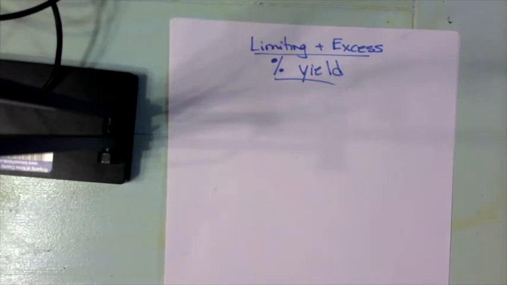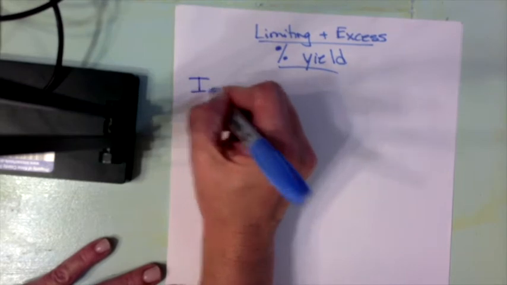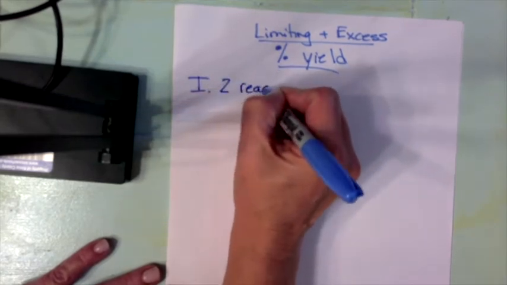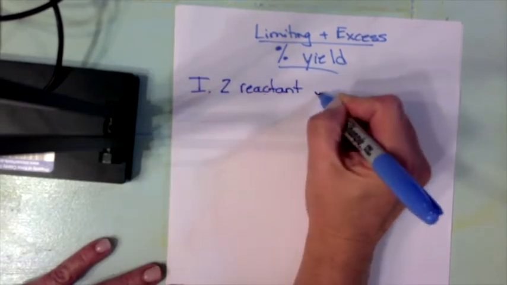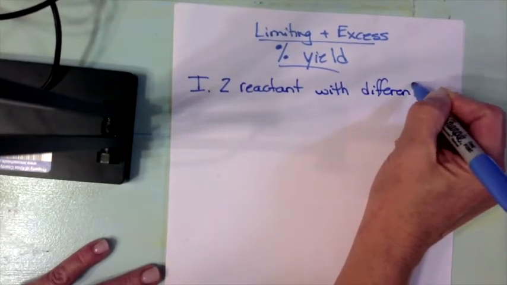And welcome back. For this example, we're going to talk about limiting reactants, excess reactants, and what is percent yield. So to begin with, let's talk about what happens when we have two reactants with different units.